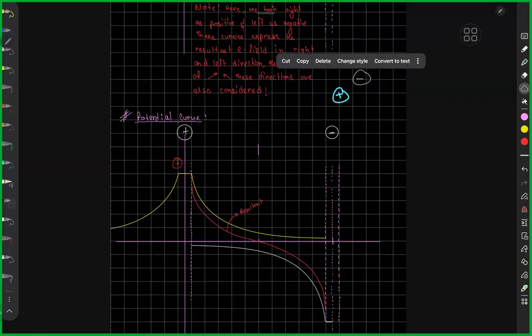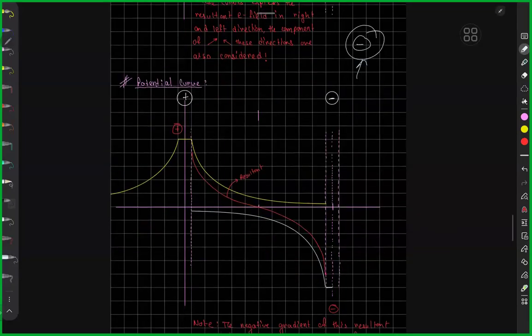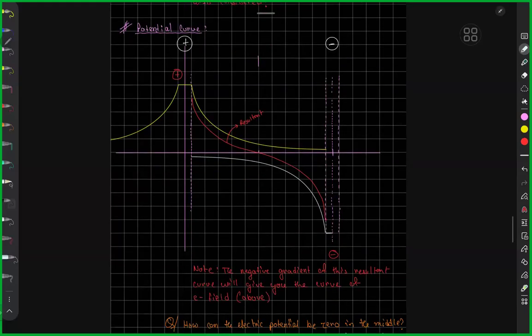We have the electric potential curve of the negative charge on the negative axis. Because the electric potential energy is negative, the work done is negative, because it's an attractive force between the negative charge and a test positive charge. And we've discussed this elaborately in the last class.